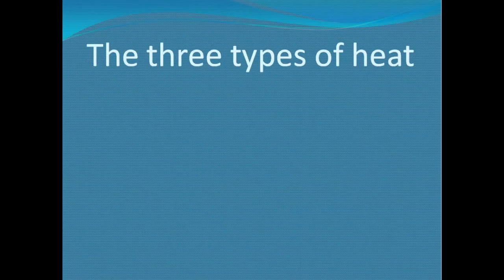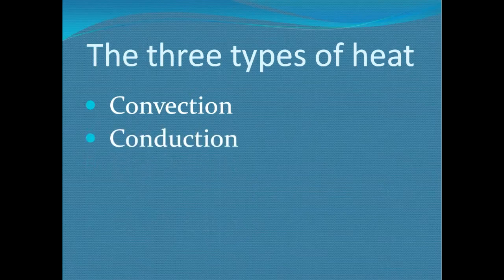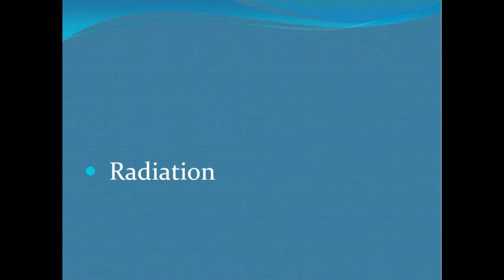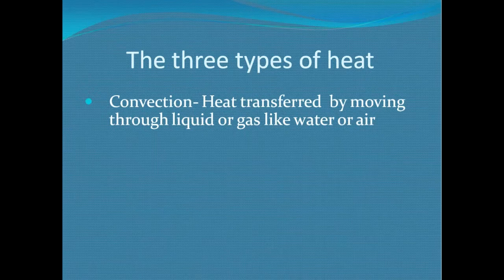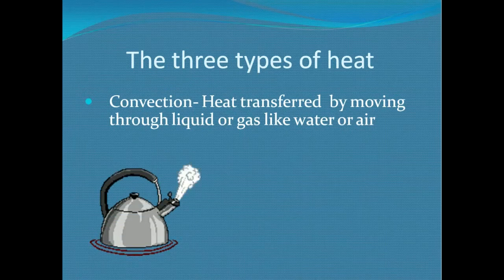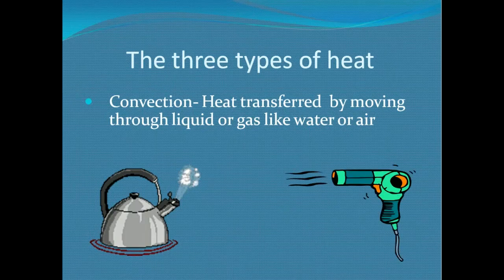Okay, the 3 ways that heat can travel on this blue bowling ball that we call Earth is convection, conduction, and radiation. Let's start with convection. Convection is heat transferred through a liquid or a gas like water or air. So for home energy efficiency, convection will pertain mainly to the air on the inside and outside of your home, and how to keep that convection heat out.